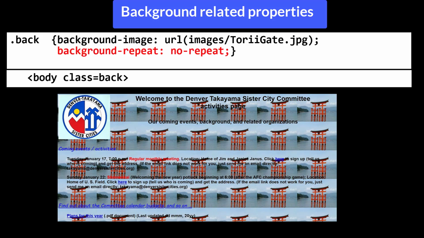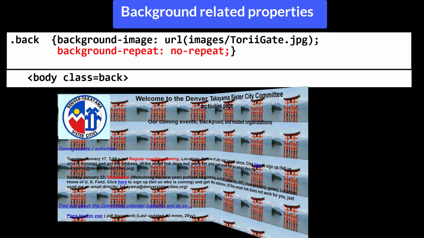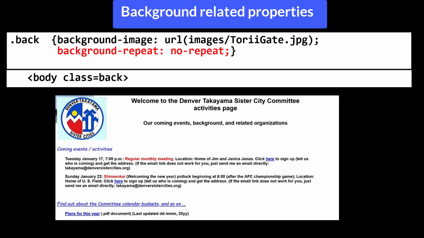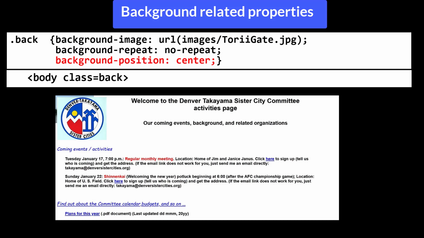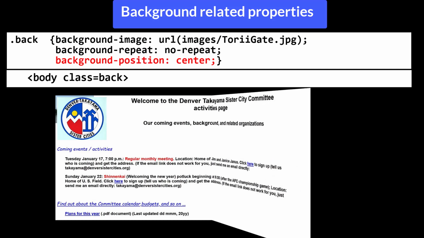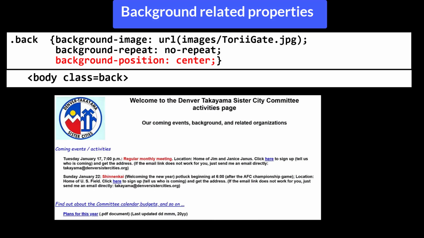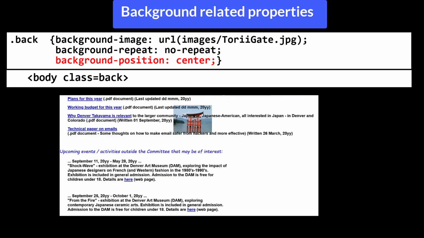So now we have .back { background-image: url(images/torigate.jpg); background-repeat: no-repeat }. Now our page looks like this. Hey, what happened to our picture? Well, it's hidden behind the logo. You might be able to spot some part of it in the upper left-hand corner. So what if I use background-position: center? Well, at first it looks like the image is now totally gone. But if you scroll down, you'll see this. So the browser did exactly what you asked, centered the image on the page.